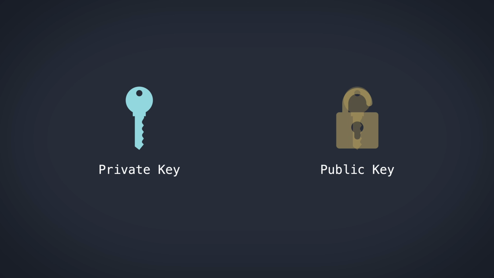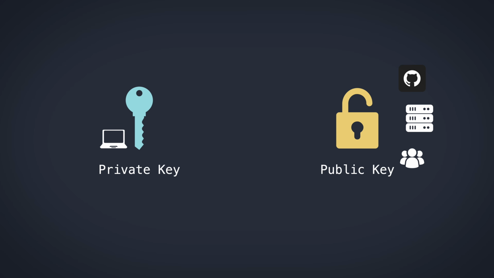Think of a public key like a padlock. You can give this padlock to anyone, your server, GitHub, or your team. It's public. The private key is the only physical key that opens the lock. This stays on your device. And of course, you never share it with anyone. So, the public key encrypts the message and the private key decrypts it.